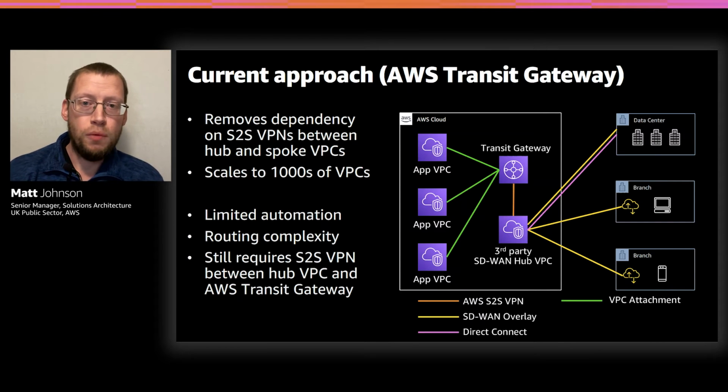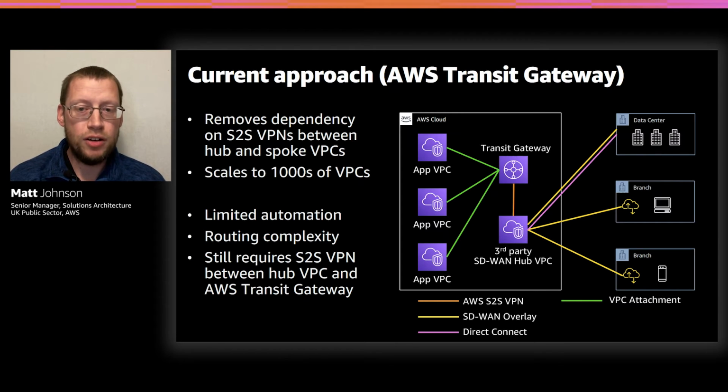So a couple of years ago, we introduced AWS Transit Gateway. This was, as I mentioned before, our cloud scale router. And if we look at how it improves our previous architecture, it enables us to replace those site-to-site VPNs between the hub VPC and those app VPCs with this cloud-based router, this transit gateway. This means that we can scale to thousands of VPCs very quickly, very easily, without the need for the complex site-to-site VPNs. However, we still need that site-to-site VPN between that hub VPC and the transit gateway, because this is the bit that shares the routing information back to the branch networks and back to the data center.